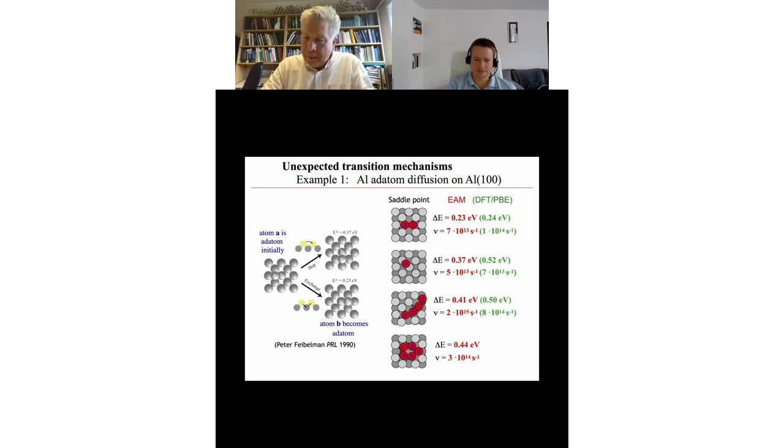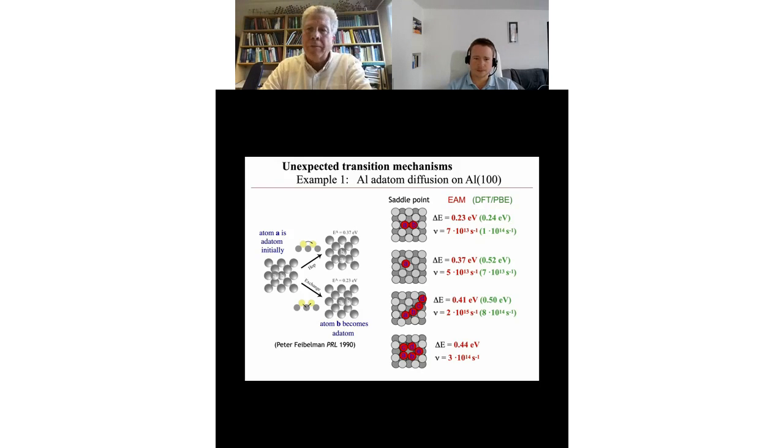And the standard example that I like to present always in this context is the diffusion of an aluminum atom on an aluminum 100 surface. One might think, and I think everybody assumed, that the atom would simply hop from one side to another, which is shown here in the upper graph. The yellow atom is the atom, and it's hopping from one side to another.